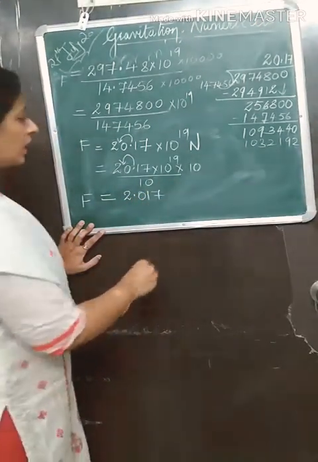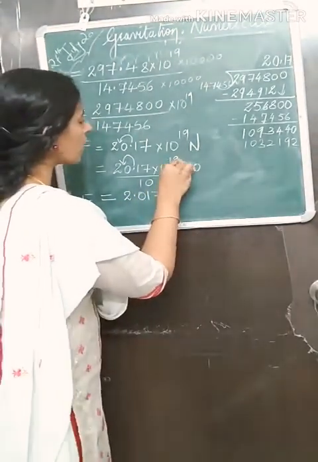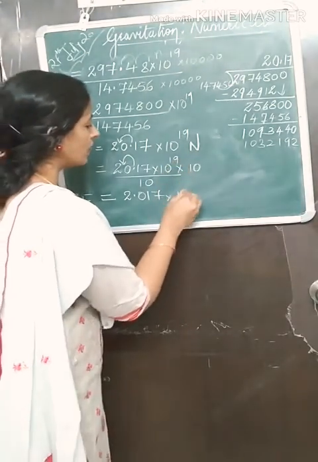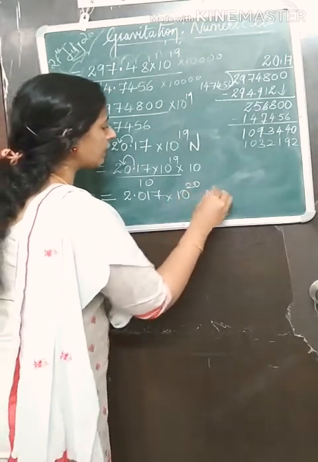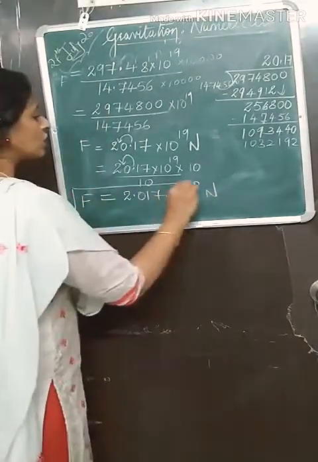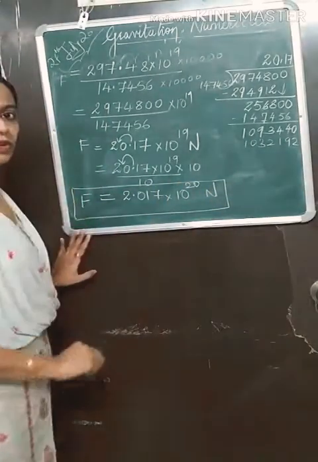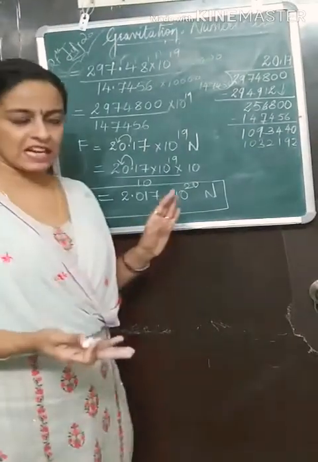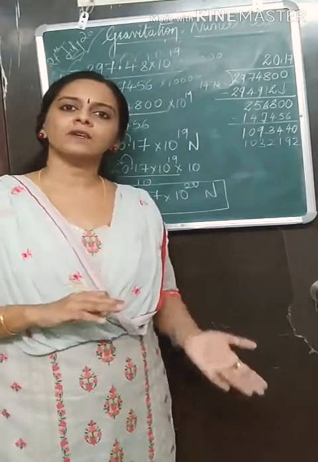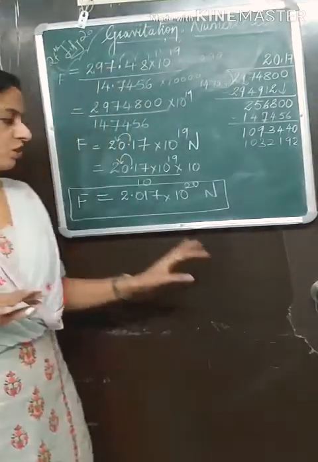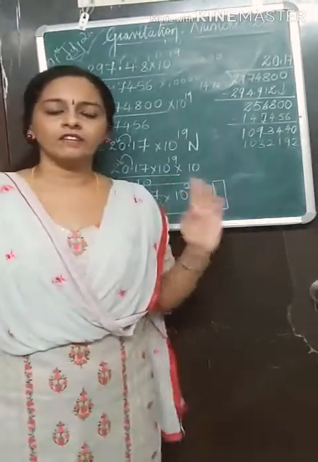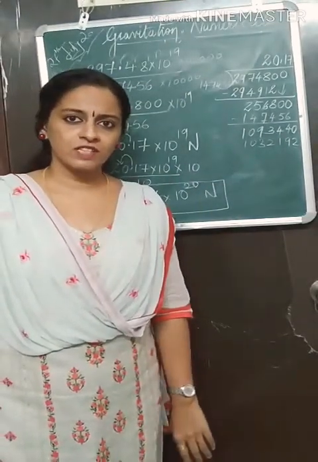2.017 into, now 10 raised to 19 and 10. One more 0 is added. So 19 plus 1, you will get 10 raised to 20 Newton. So this way they have given in the textbook. Again they have skipped, because after the decimal point 0 and 1 are lesser than 5, lesser digits, no. So they have skipped that also. You write as you get it, you get full marks. Okay. So that was an easy sum.